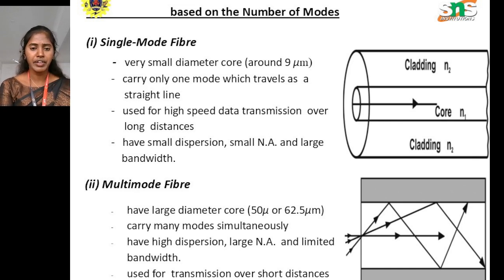So these are single mode fibers. They are used for long distance communication at a very high speed. It has very high speed because it can carry only one mode of propagation. Next one is multi-mode fiber.